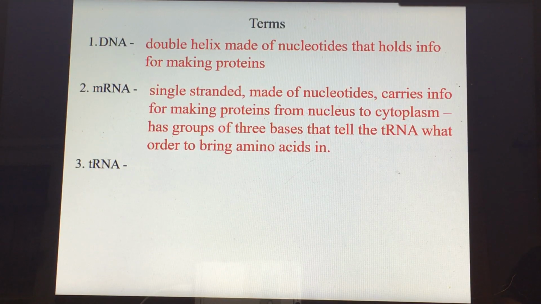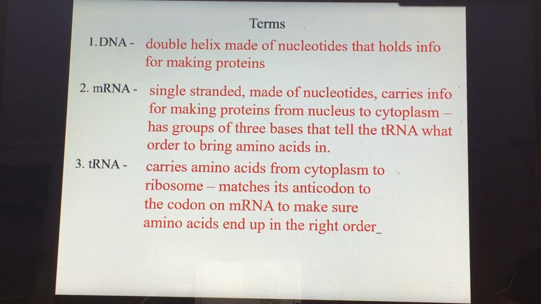tRNA stands for transfer RNA. Transfer RNA carries amino acids from the cytoplasm to the ribosome and matches its anticodon to the complementary codon on the mRNA, and together the tRNA and mRNA make sure that the amino acids in a protein end up in the correct sequence.